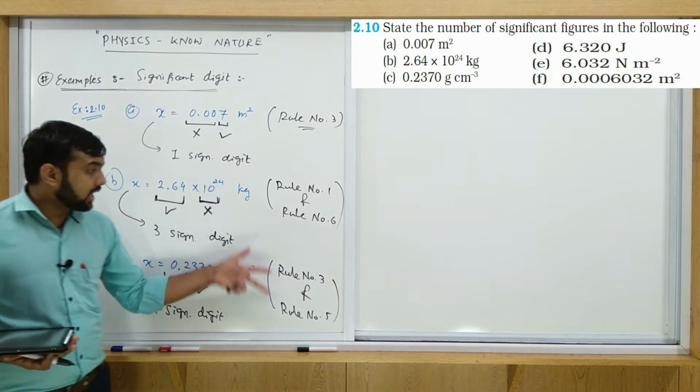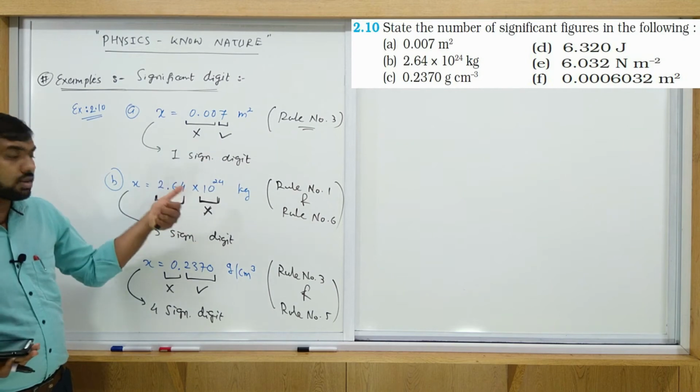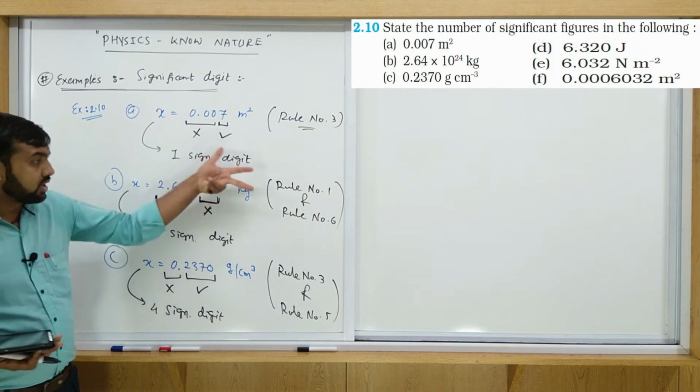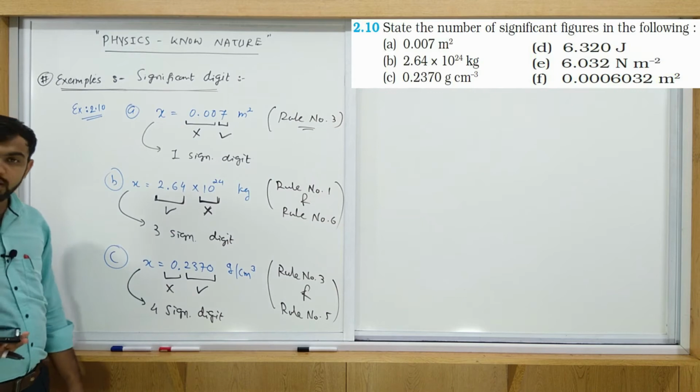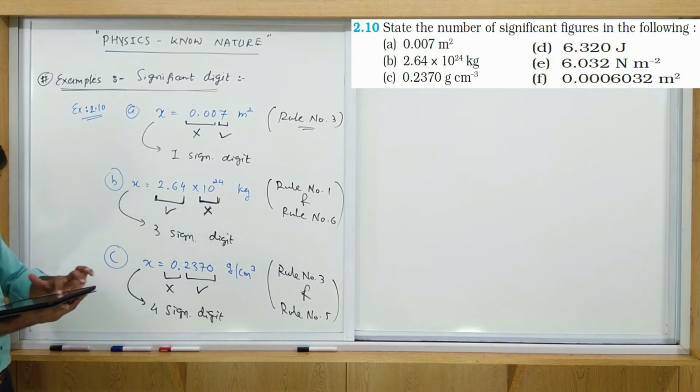Why am I writing the rules here? Because you can compare your answer when you solve this example by yourself. At that time you can see all these rules. Okay, now this is the third one. Now let's solve the next example.